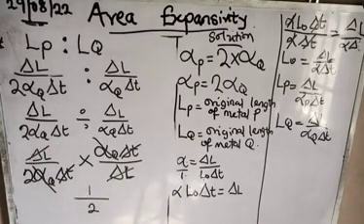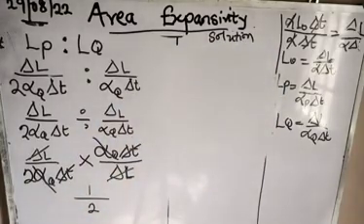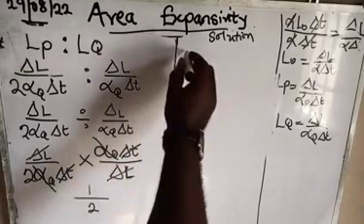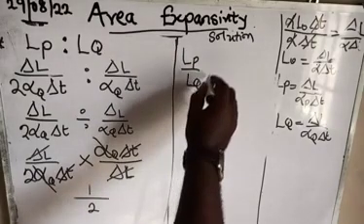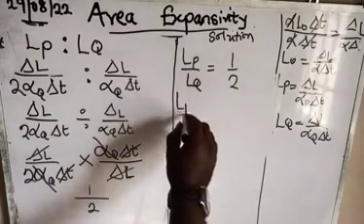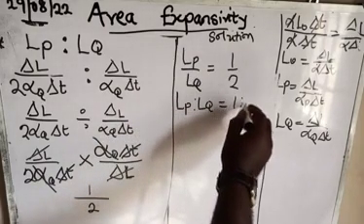So the ratio of LP over LQ is giving me 1 over 2. So the ratio of LP to LQ is equal to 1 is to 2.